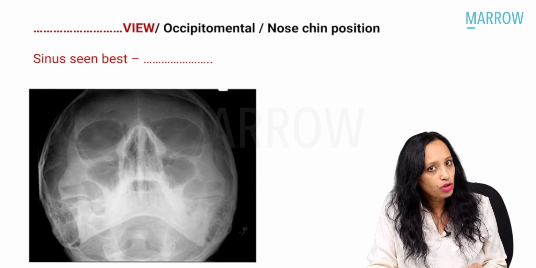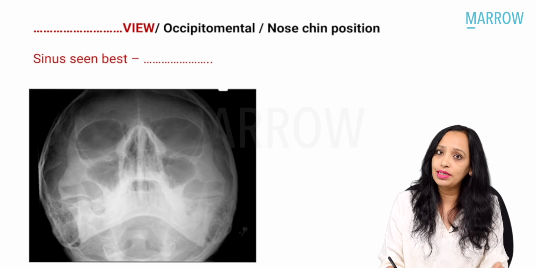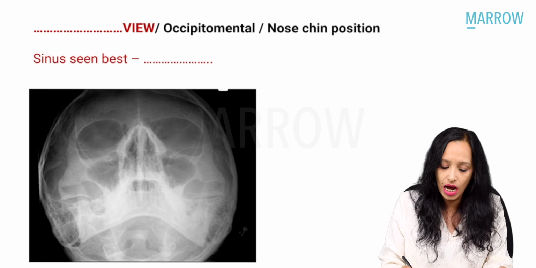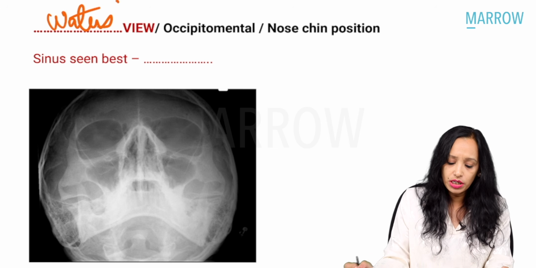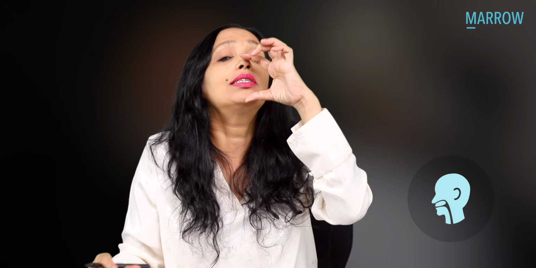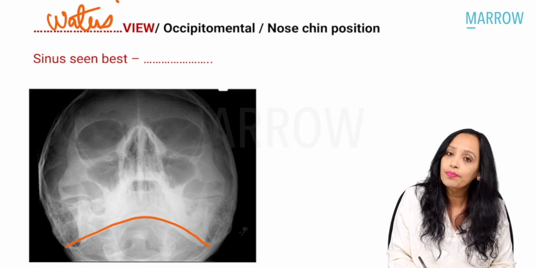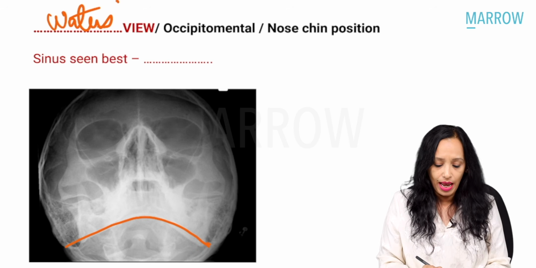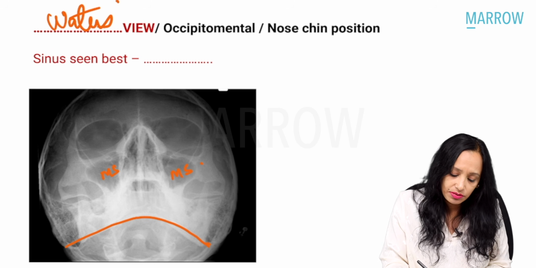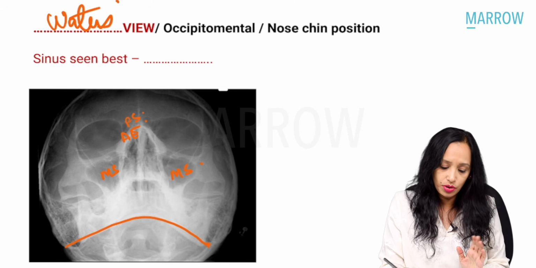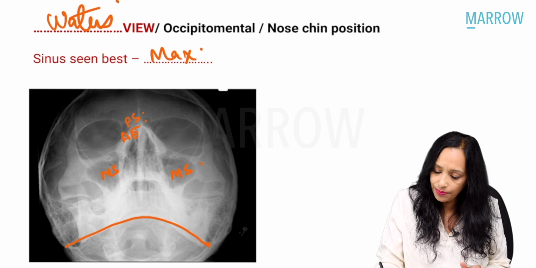Now X-rays again are asked commonly in our exams. What is this view? Yes, this is the most commonly asked view, and this is how the Waters view looks like. So how do you know it is the Waters view? Waters view is the occipitomental view, and this is a nose chin position, means the nose and chin are touching the frame. So you will see the lower border of the mandible like this, right? And it will be a front view, and the best seen here will be the maxillary sinus. Let us see what are the other sinuses that are seen here. Yes, we will see the frontal sinus, the anterior ethmoid, the maxillary sinus. Okay, so sinus seen best is maxillary here.